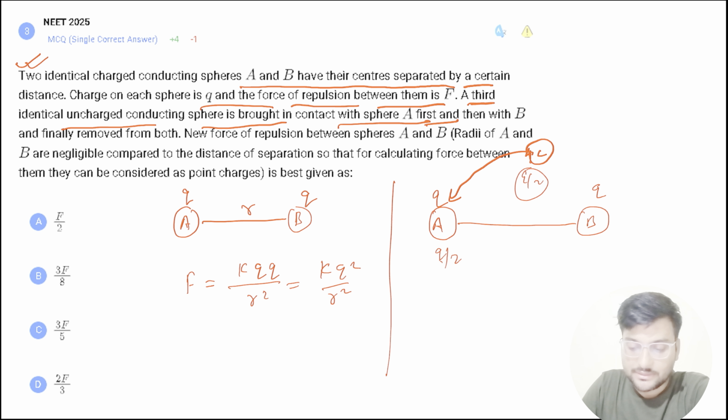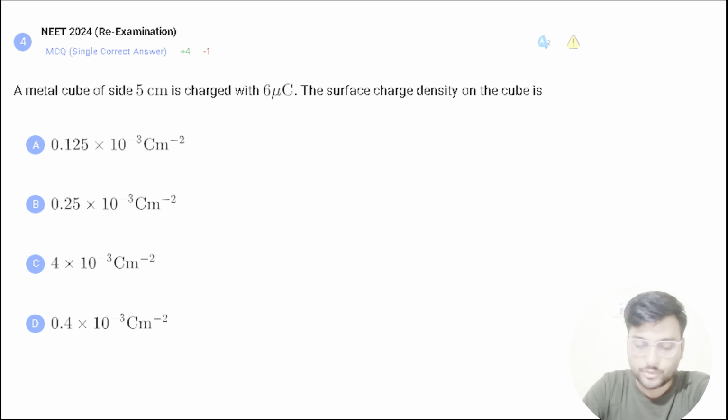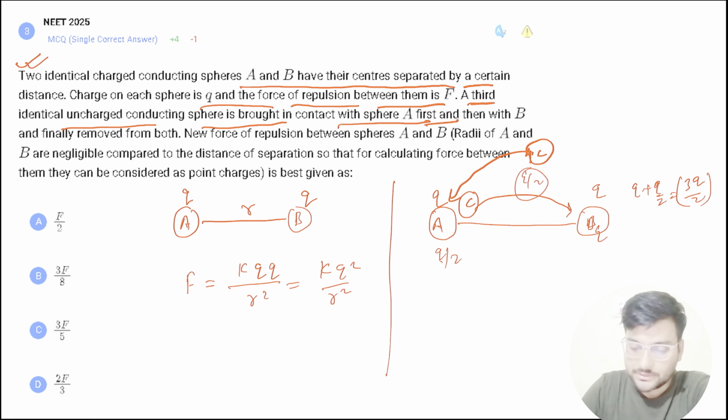And then this C will be transferred to B. Already here the charge is Q, so Q by 2 plus Q is how much? That is 3Q by 2, right? So 3Q by 2, again they are divided equally. So the charge Q1 here is Q by 2 and the charge Q2 is how much? That is 3Q by 4. Okay, and the distance between them is the same.